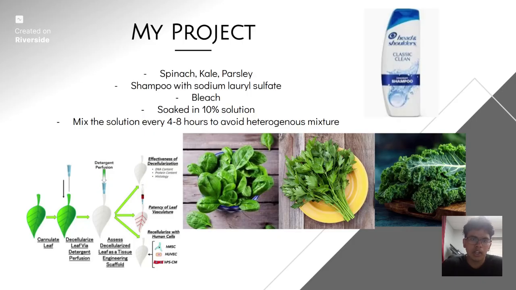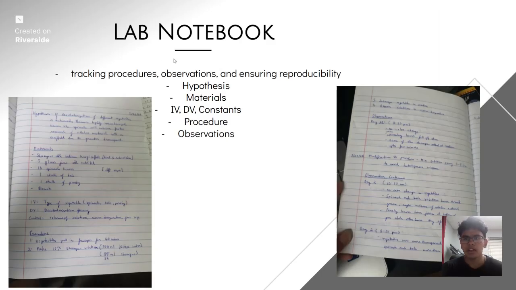And I used the same bleach and I soaked it in the 10% solution, similar to what they did in the paper, except they cannulated it instead of soaking it like I did. They also switched out the solution every few days, but I mixed the solution every few hours to avoid a heterogeneous mixture. And I kept a lab notebook throughout this, as he asked us to do, and it has all the same parts as a normal science experiment, like the hypothesis, materials, procedure, and constants, to ensure that I could reproduce this experiment after.